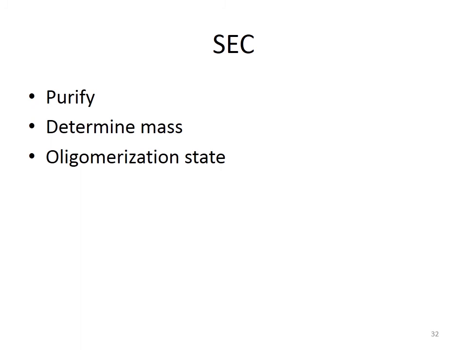In addition, it could also be used to determine the oligomeric state of a protein. Some proteins have only one polypeptide in them. They are called monomeric proteins. That is, they have only one polypeptide. Other proteins may be oligomeric. That is, they have more than one polypeptide in them.